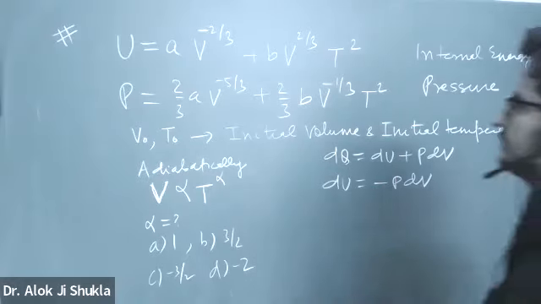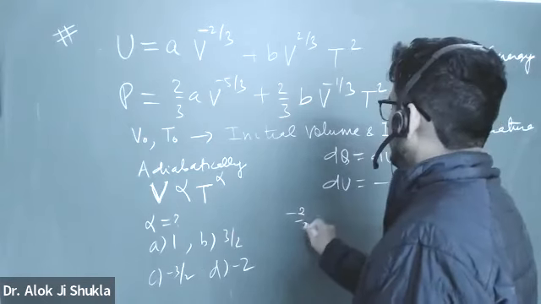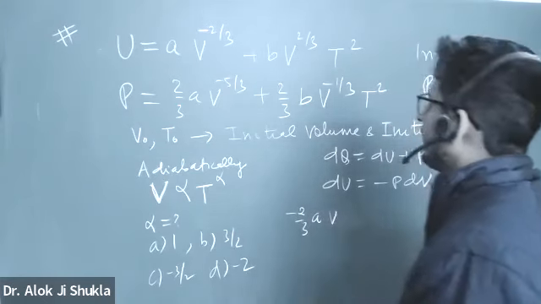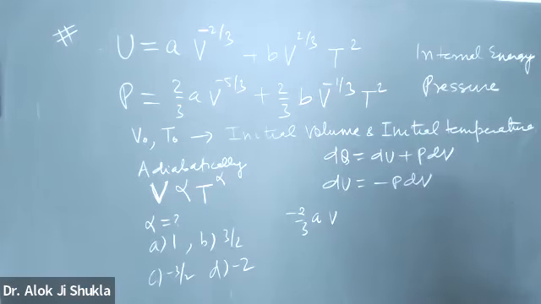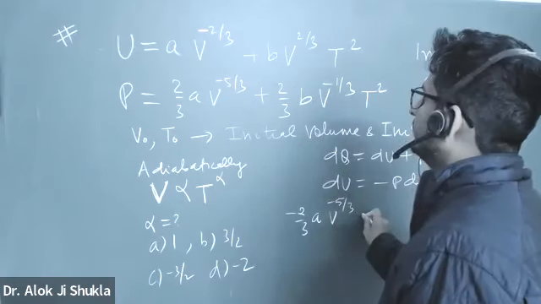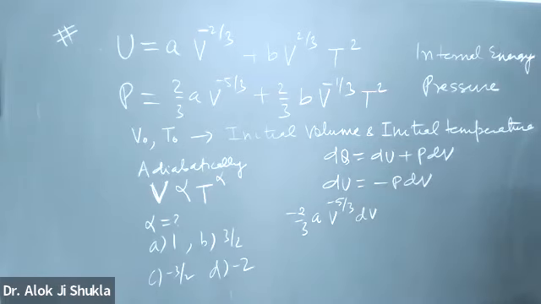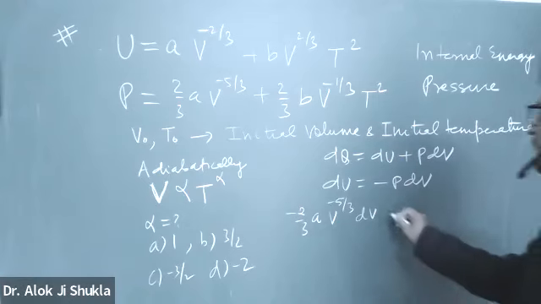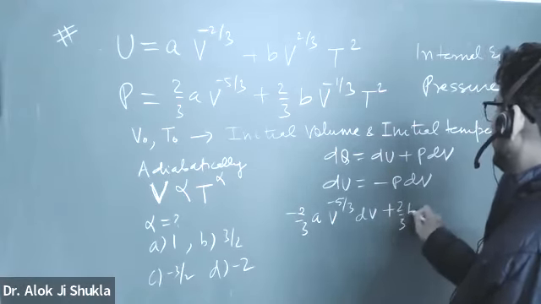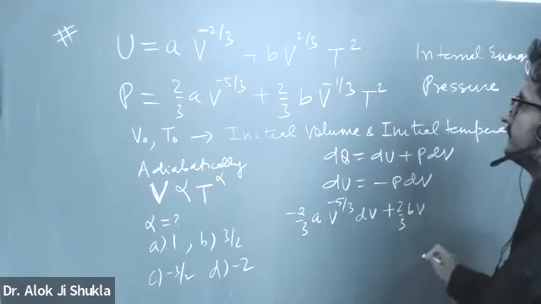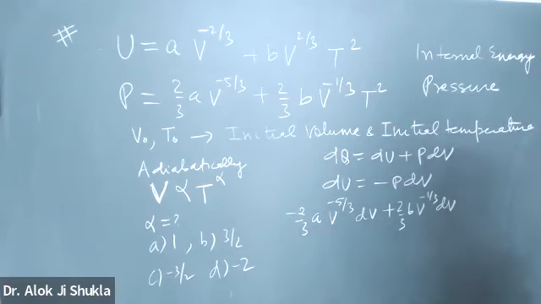So we get du equals minus 2/3 a v to the power minus 5/3 dv plus 2/3 b v to the power minus 1/3 dv into t square.